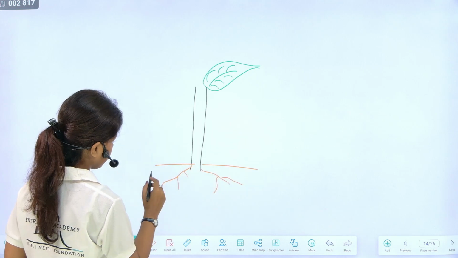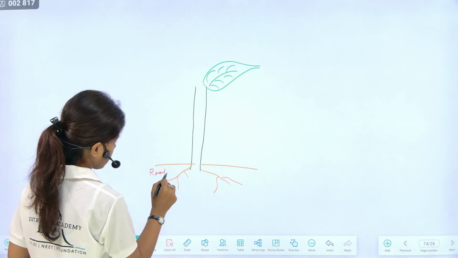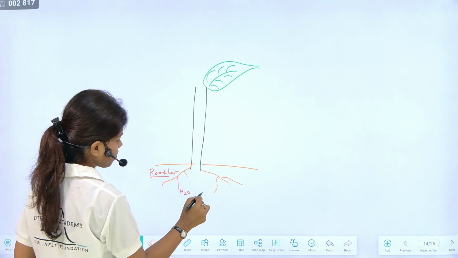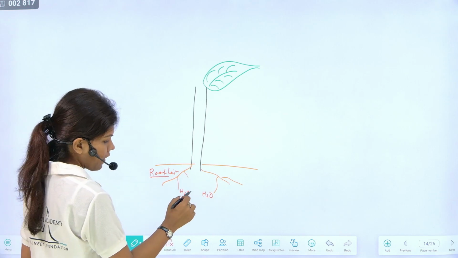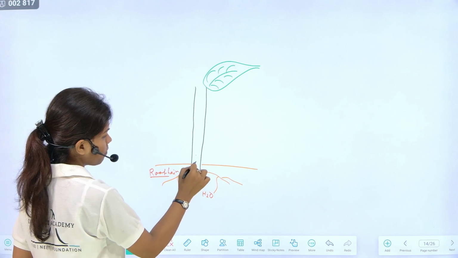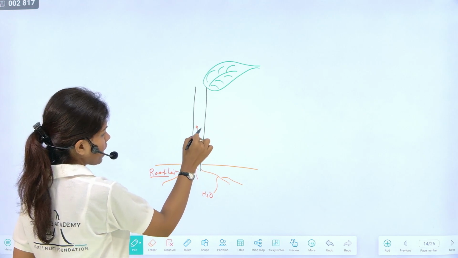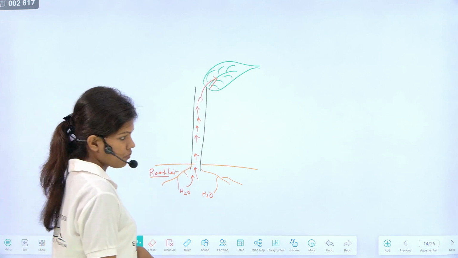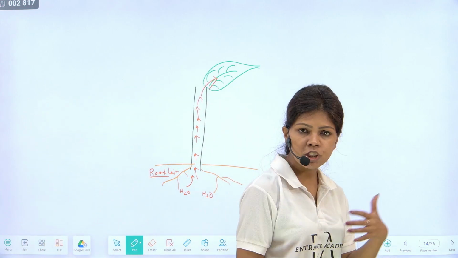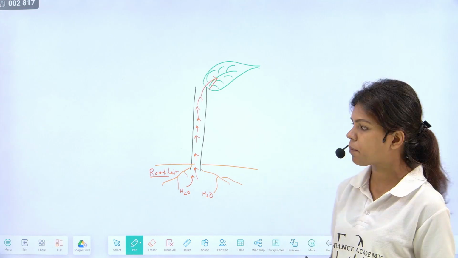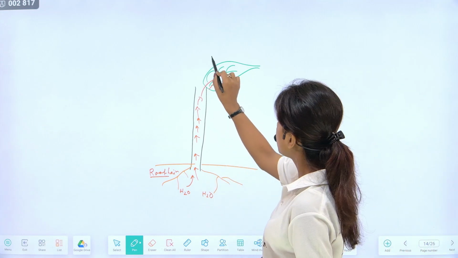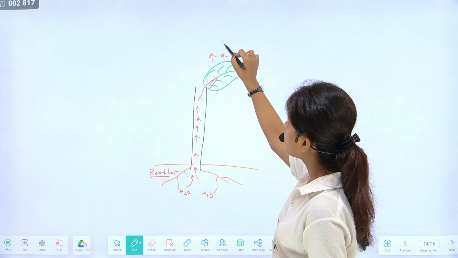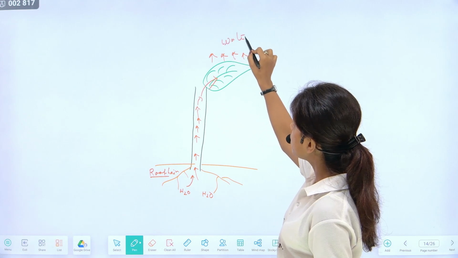Suppose these are the root hairs, and they are responsible for absorbing water molecules from the soil. This water molecule will go upward with the help of xylem vessel and eventually reach the surface of the leaf. Within the leaf, the preparation of food takes place, that is photosynthesis, and after that the excess water will be released from the surface of the leaf in the form of water vapor.